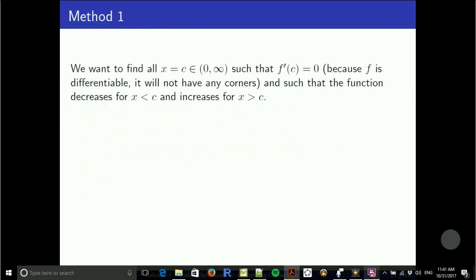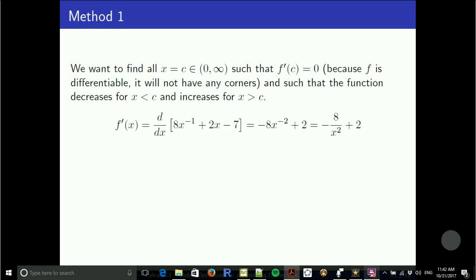To apply the first method, we need to find the critical numbers. Since f is differentiable, there are no corners for this function, and we need to find all c in the interval 0 infinity such that f prime of c is 0. Among these critical numbers, we need to show that there is one where the function decreases for x less than c and increases for x greater than c.